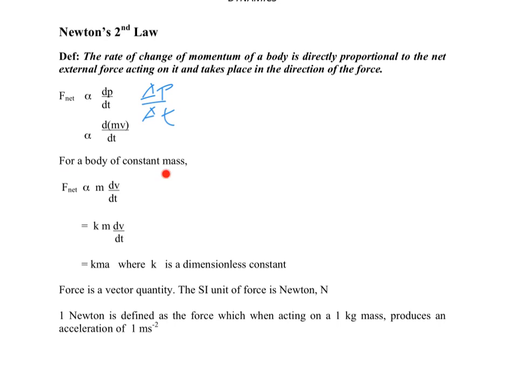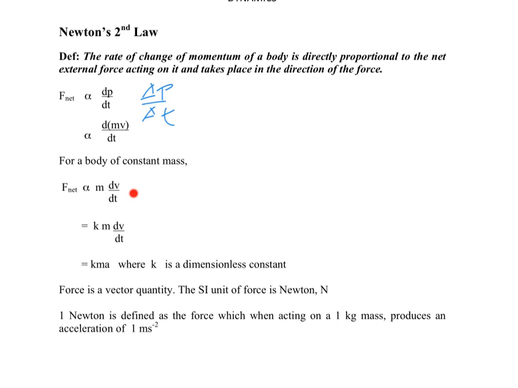Then you must tell them for a body of constant mass. Now, why you must tell them body of constant mass? Because actually in Newton's second law, there are two branches from this. What we learn in A levels is for constant mass. So what we can do, we can take out the M. Then it becomes dv dt.